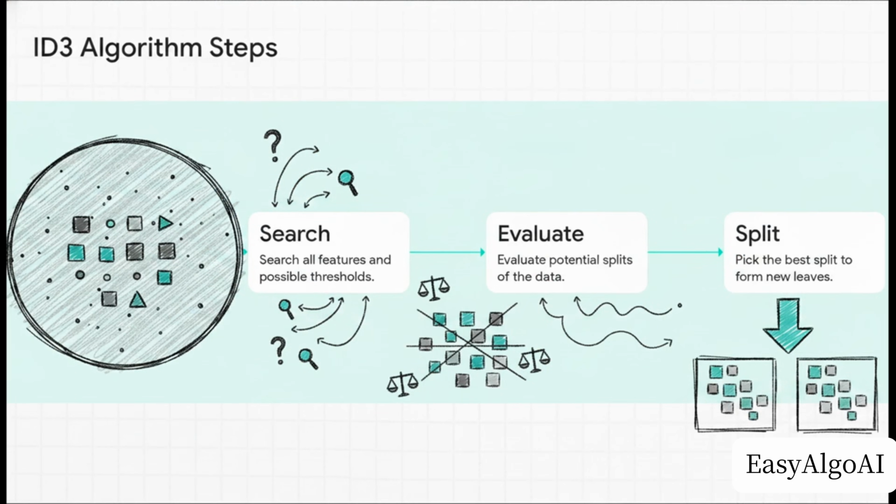So how does it actually pull this off? Let's turn this abstract process into a really simple mental checklist. First up, ID3 starts with a single root node that holds every single piece of data you've got. Second, it searches through all the features in your dataset and all the possible thresholds for those features. Third, it evaluates what would happen if it actually split the data based on those thresholds. And fourth, it picks the absolute best split, divides the data into 2 brand new leaf nodes, and then, here's the kicker, it recursively repeats this entire process for those new leaves.